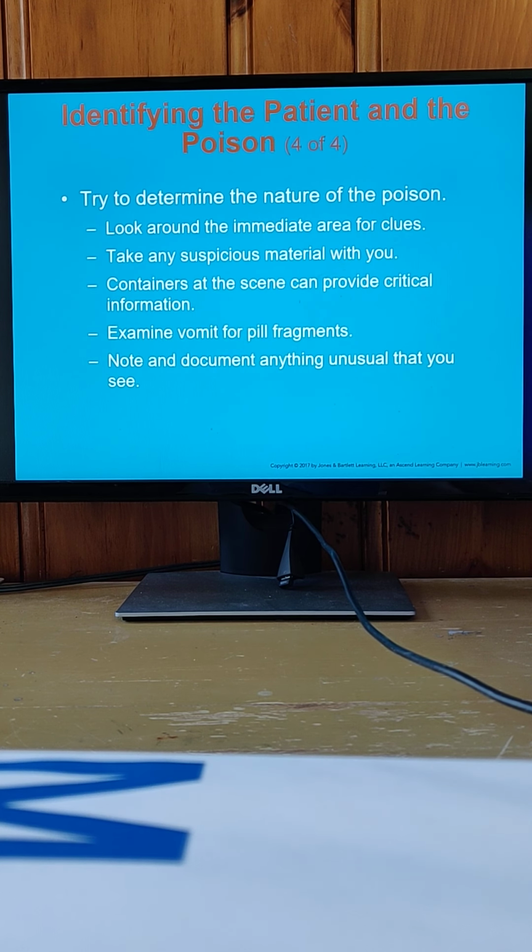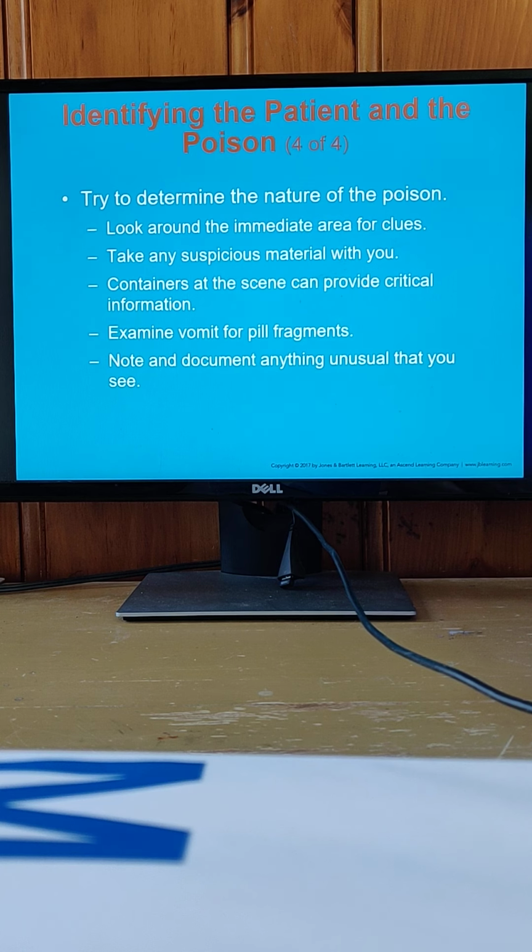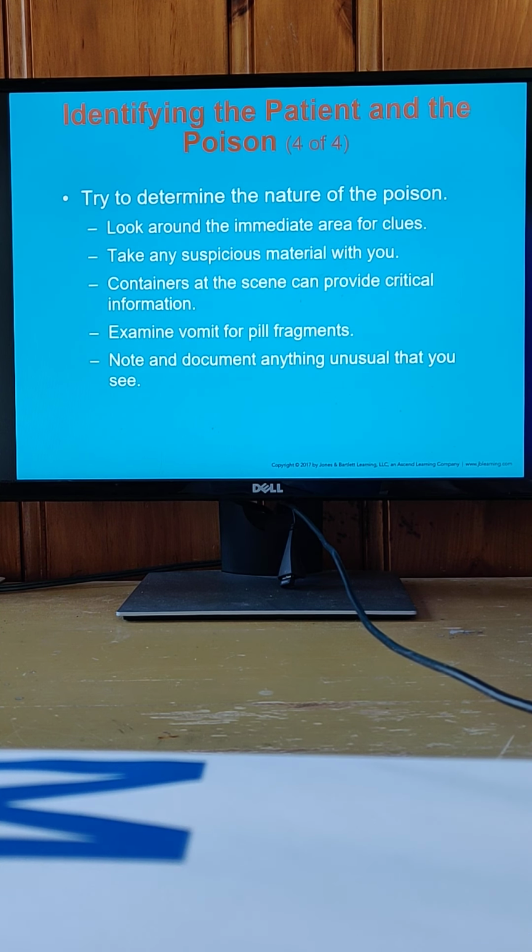Take any suspicious materials with you. Take a biohazard bag. If you see some things you think are not right that might be a drug, you may not know what it is, but you think it might be a drug, put it in a small biohazard bag, take it with you, and give it to the doctors at the ER. They can have it analyzed and help determine what the person took.